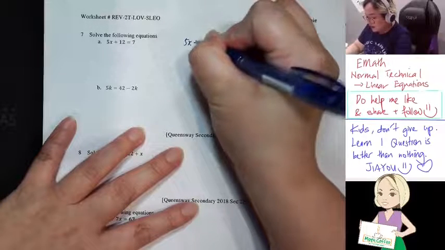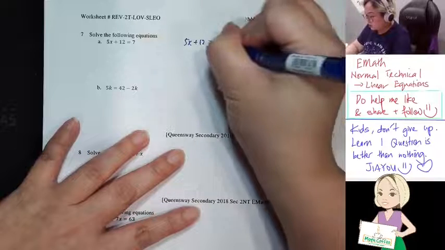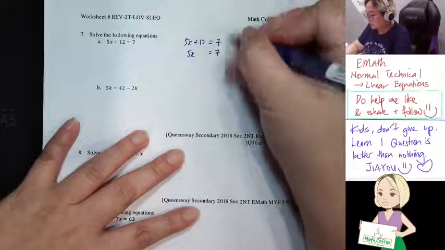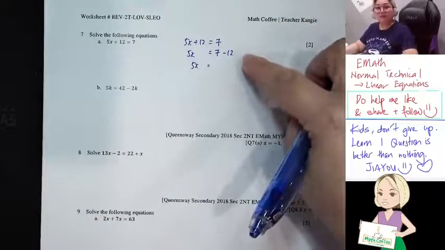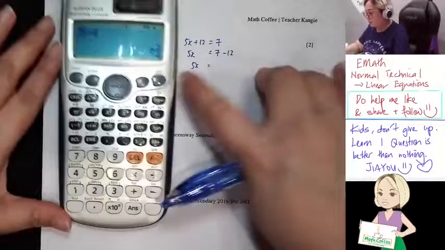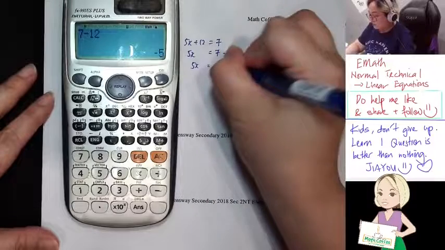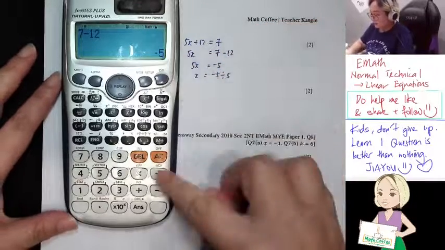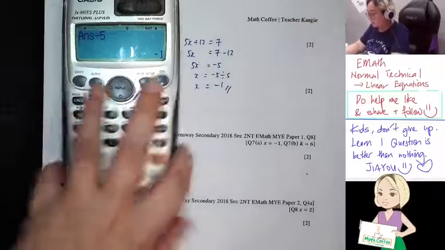So 5x plus 12 is equals to 7. So keep the equal first, the 7 will remain, the 5x will remain. So I'm going to bring the plus 12 to the other side, so it's minus 12. So 5x equals, a lot of students see 7 minus 12, those who are very weak in negative, please don't try to do any mental calculation. Sometimes we make mistake, just press the calculator. So it's minus 5. So my x is equals to negative 5 divided by 5. Negative 5 divided by 5, it gives me negative 1. So x is equals to negative 1. Done.